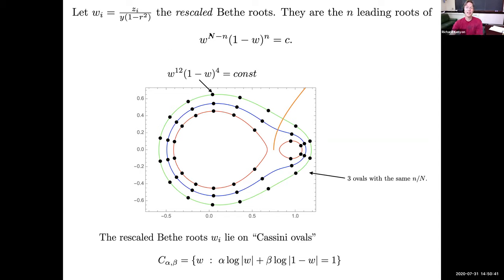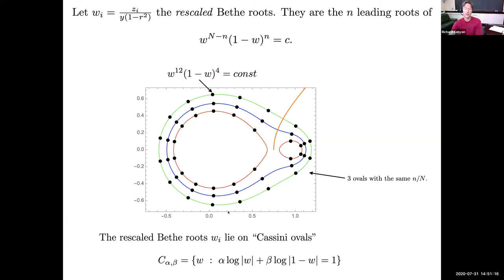Remember, capital N is the system size, the circumference of the cylinder, and little n is the number of particles. So for example, if we've got a cylinder of size 16 and we've got four particles, this is the equation. And if you look at the roots of that equation for various constants, they're illustrated here. The different colors, the green, the blue, and the red, are three different values of the right-hand side constant. And notice how nicely the roots are spread out on these ovals.